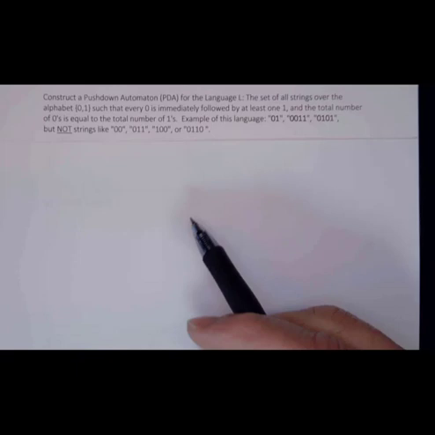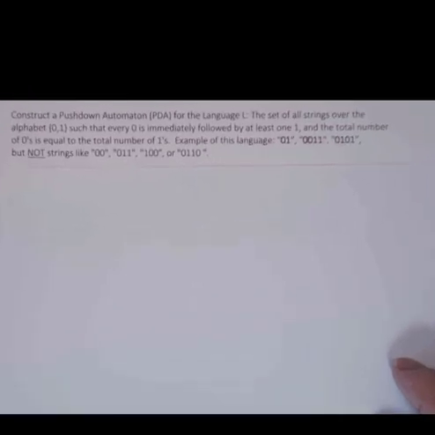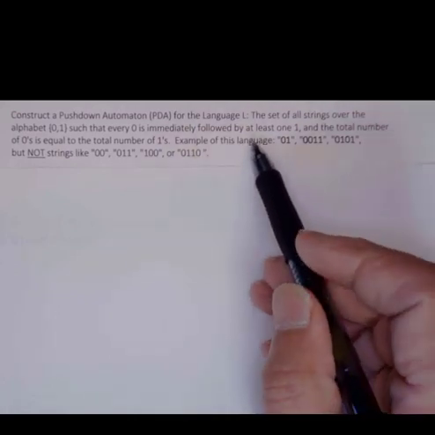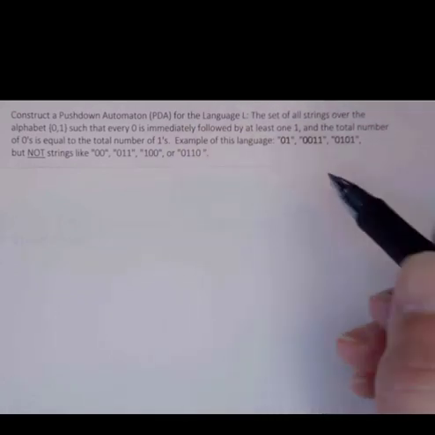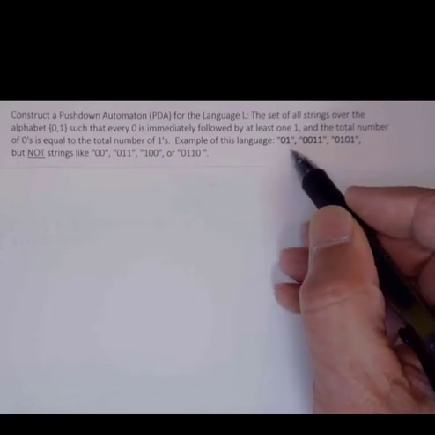In this exercise, I'll go over how to construct a Pushdown Automaton (PDA) for the language that will accept any equal numbers of zeros and ones, as long as there is a zero and then immediately followed by at least one. So the language accepted is 0^n 1^n: a 0 and then followed by a 1 immediately.